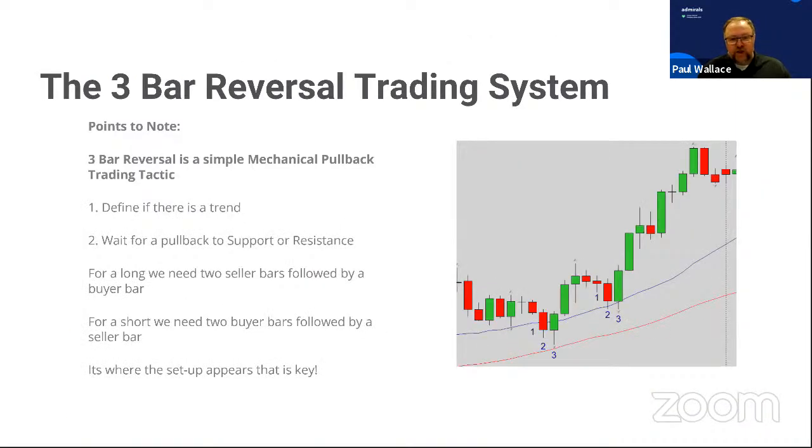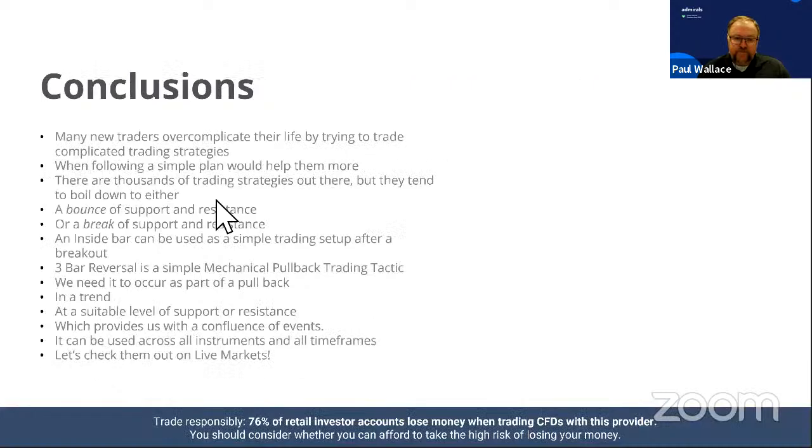So just to finish off, to note that the 3-bar reversal tag is a simple mechanical pullback trading tactic. Firstly, define if there is a trend. Wait for a pullback to support in an uptrend or resistance in a downtrend. For a long, for a buy, you need 2 seller bars followed by a buyer bar. For a short, you need 2 buyer bars followed by a seller bar. And it's where that setup appears that is key. We want to see it happening at a level of support or resistance.